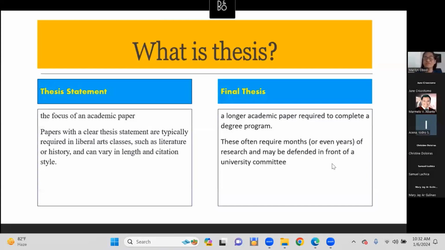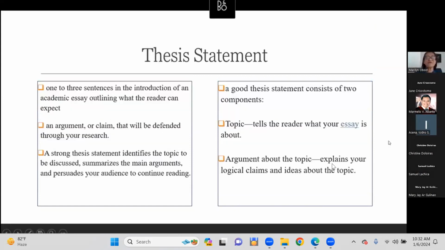Okay, so when we say final thesis, and that's what you will be doing or conducting, it is a longer academic paper required to complete a degree program. And this often requires months or even years of research, and may be defended in front of a university committee. So the other one has no defense. Just submit.